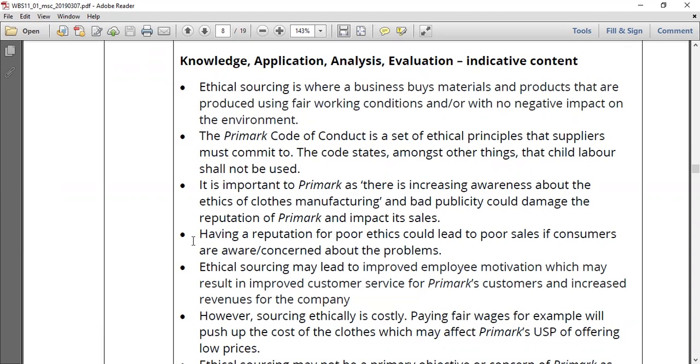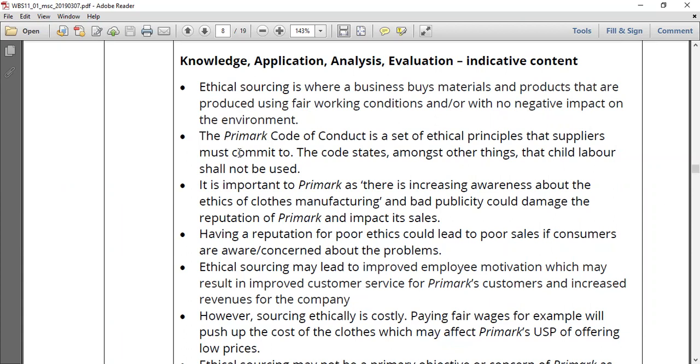Right? So ethical sourcing is where the business buys materials and products that are produced using fair working conditions and with no negative impact on the environment. So that's the definition. Ethical sourcing is produced using fair working conditions and with no negative impact on the environment.